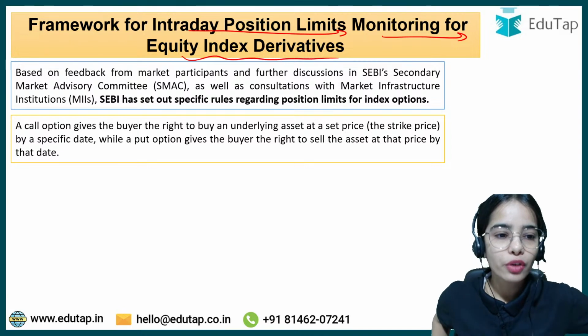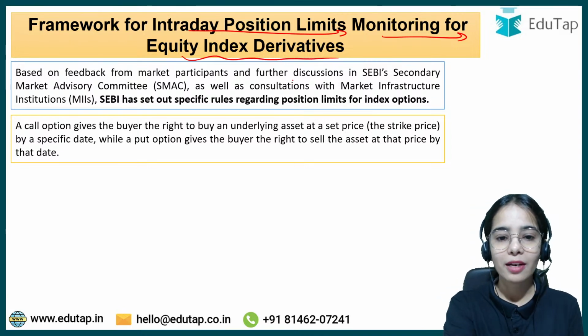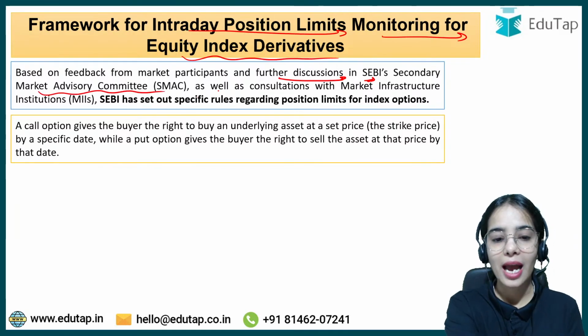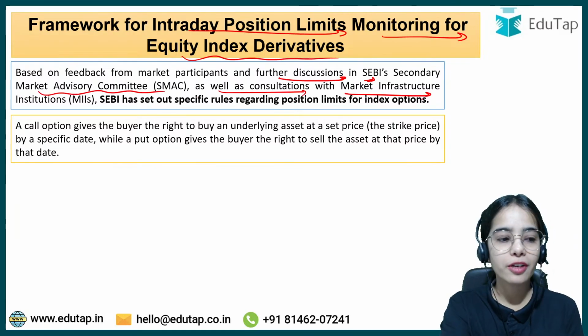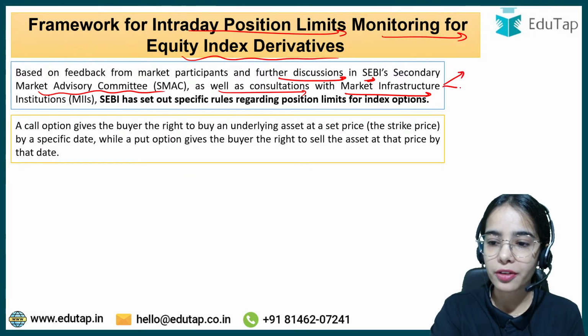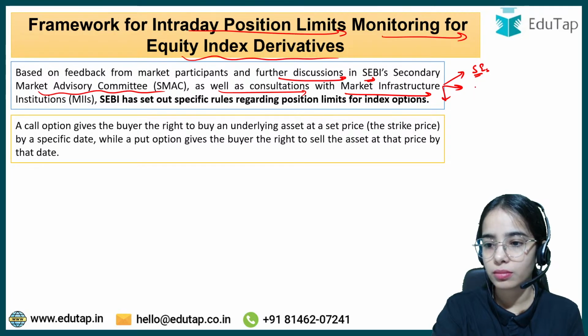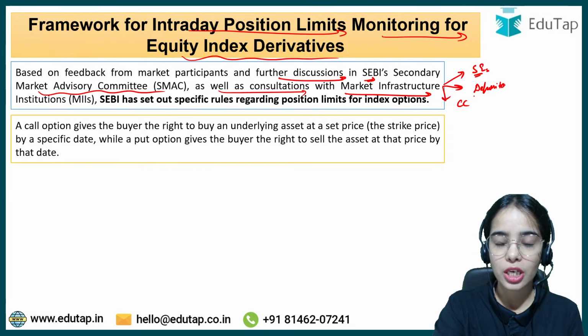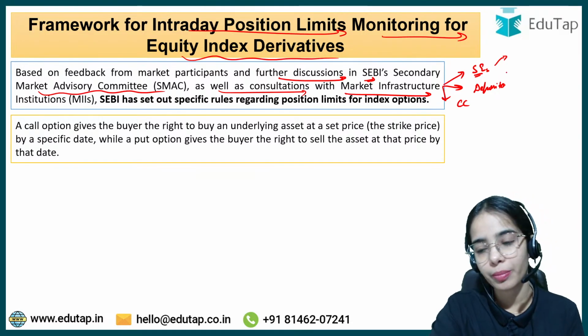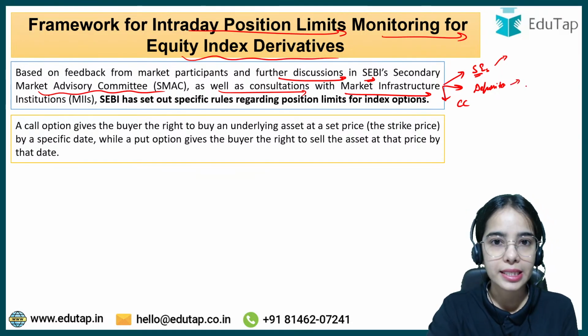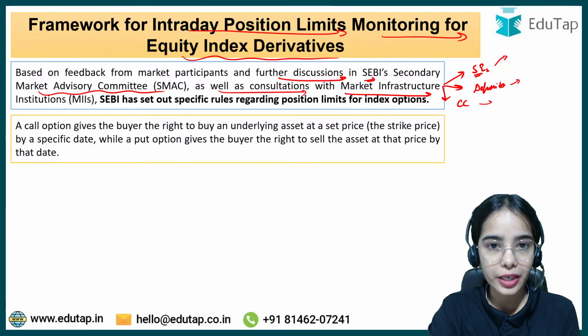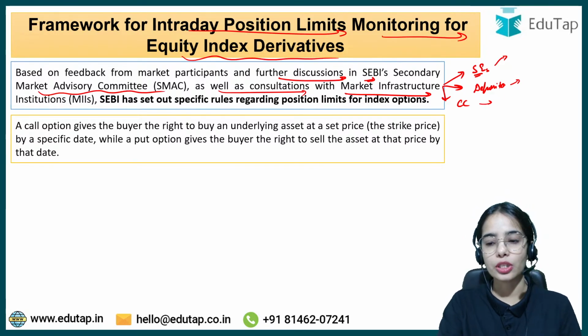Based on feedback from market participants and further discussions in SEBI's Secondary Market Advisory Committee, as well as consultations with the market infrastructure institutions. The market infrastructure institutions are the stock exchanges, the depositories, and the clearing corporations. Stock exchanges like NSE and BSE, depositories like NSDL and CDSL, and clearing corporations like CCIL and such.